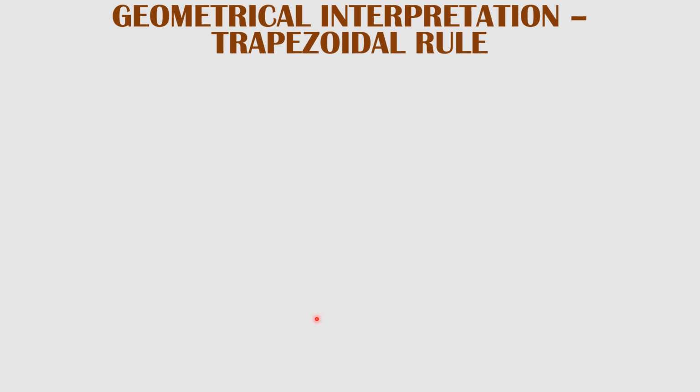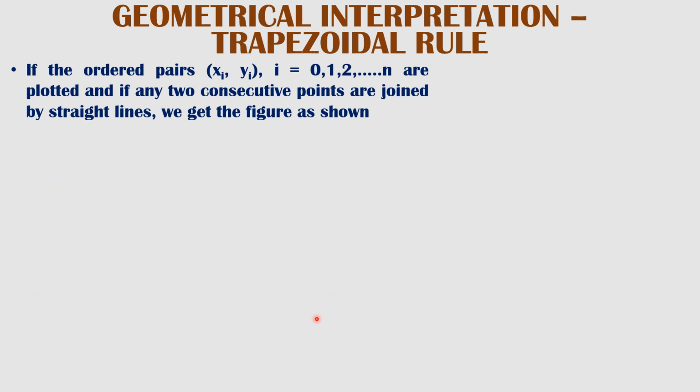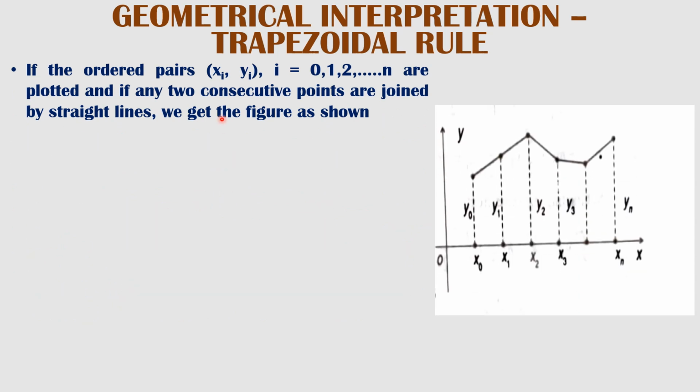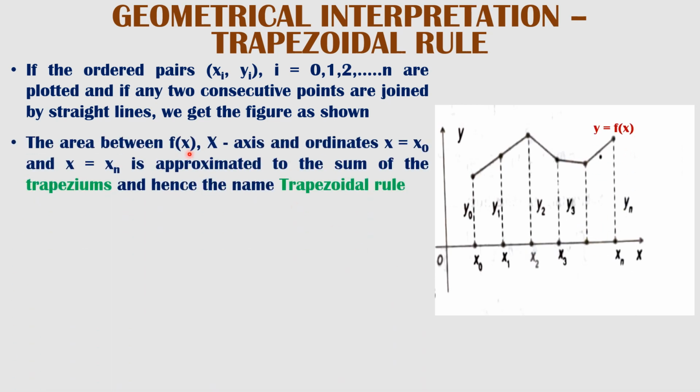Geometrical interpretation of trapezoidal rule. If the ordered pairs xi, yi, i is equal to 0, 1, 2 up to n are plotted, and if any two consecutive points are joined by straight lines, we get the figure as shown. The area between f of x, that is this curve, the x-axis, and the ordinates x is equal to x0 and x is equal to xn is approximated to the sum of the trapeziums, and hence the name trapezoidal rule.